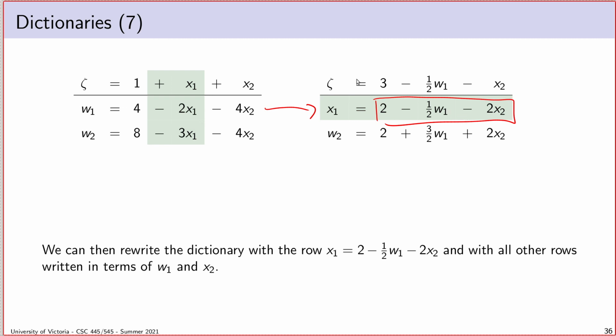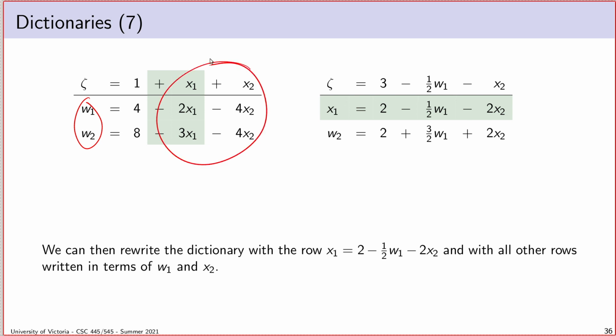And so I end up with an expression for X1 that uses W1 and X2. And I end up with an expression for W2 that uses W1 and X2. And notice the interesting symmetry here. In my original dictionary, I had these two variables, W1 and W2, that never appeared on the right-hand sides, and these other variables, X1 and X2, that always appeared on the right-hand sides.